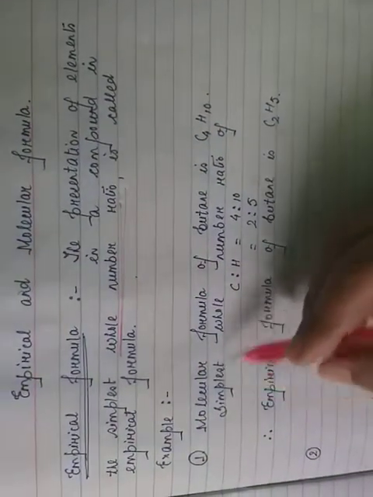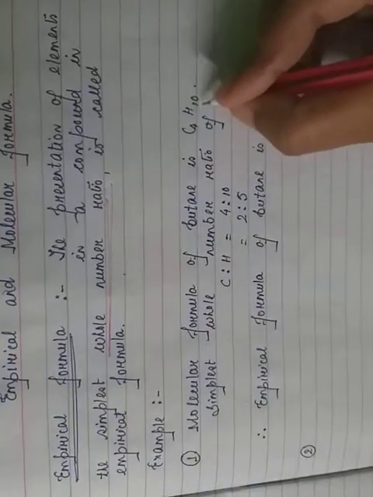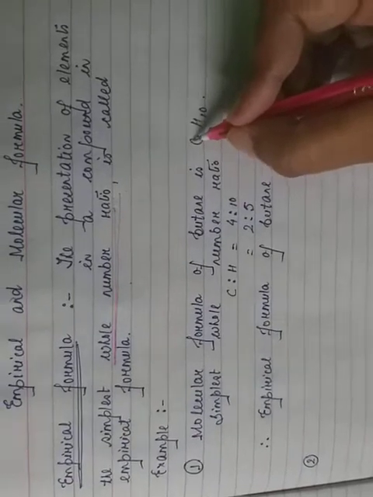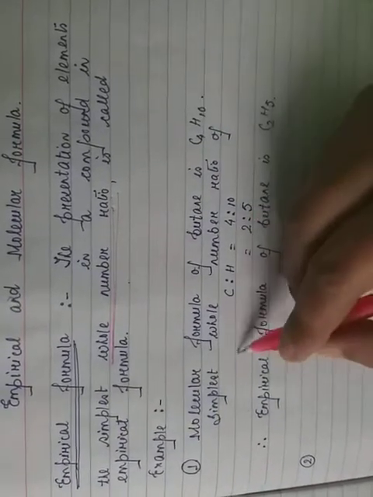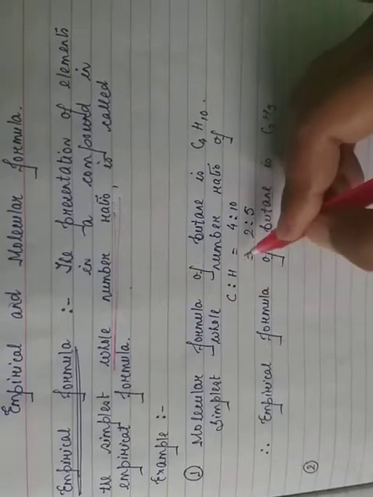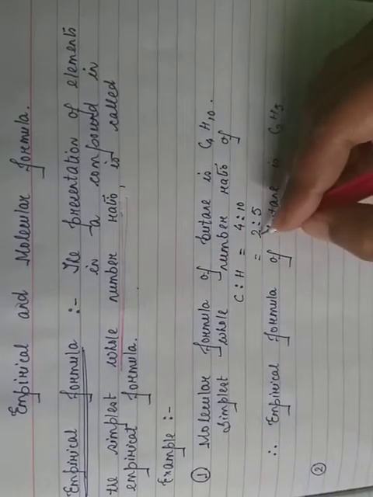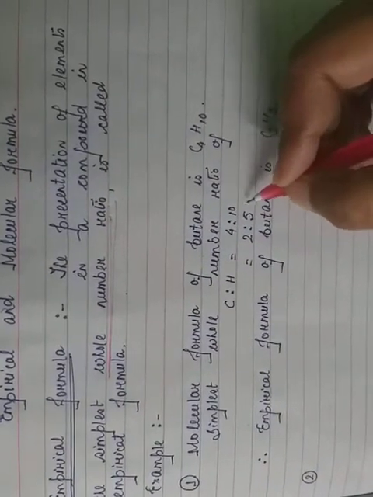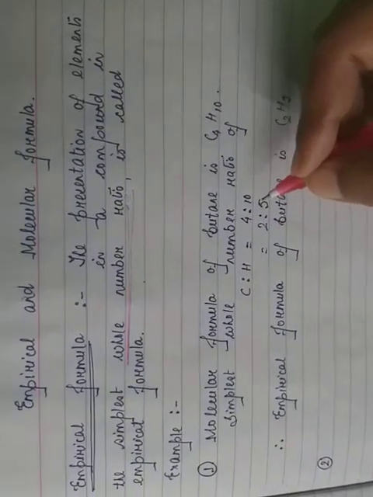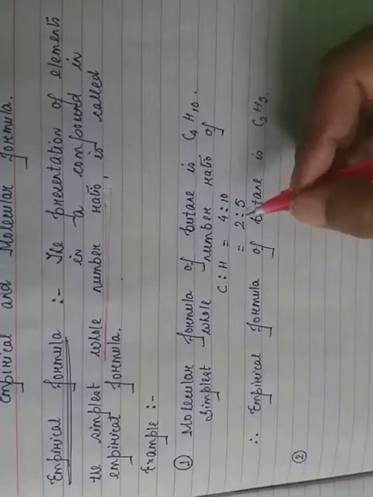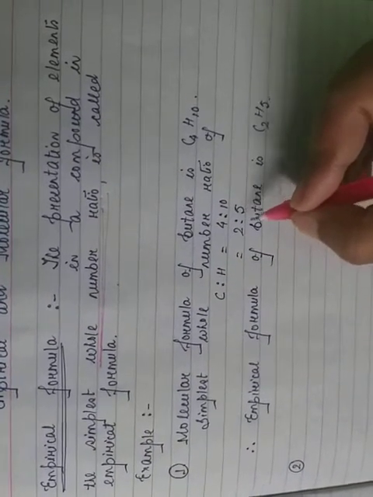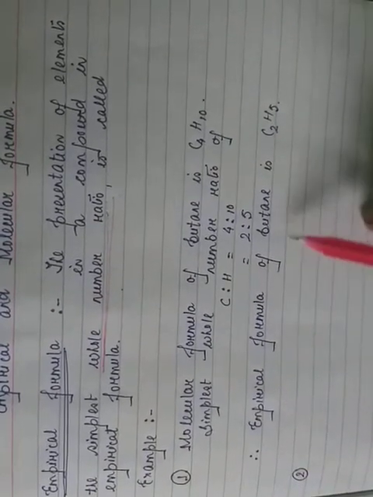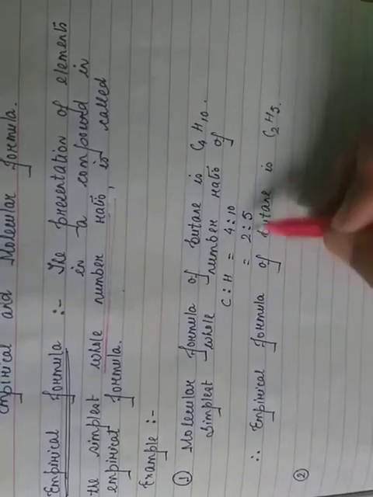For example, the molecular formula of butane is C4H10. So the elements present in the compound are carbon and hydrogen. The simplest whole number ratio of carbon and hydrogen is 4:10, which means 2:5. We will not make it 2:2.5, or 1:2.5. We will make it 2:5. That is the simplest whole number ratio. Therefore, the empirical formula of butane will be C2H5.